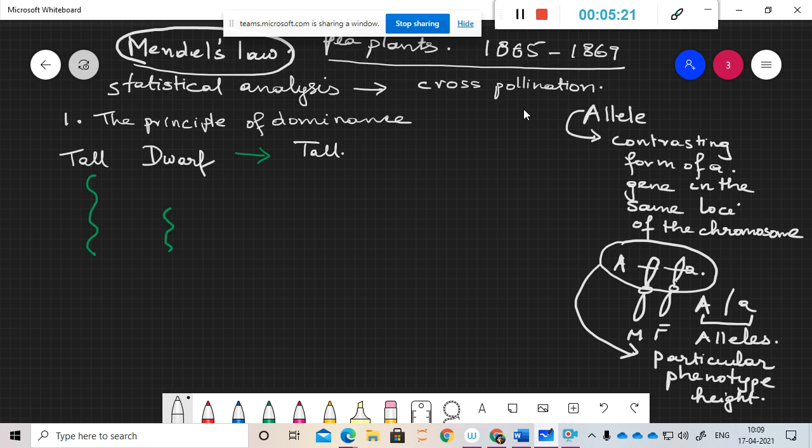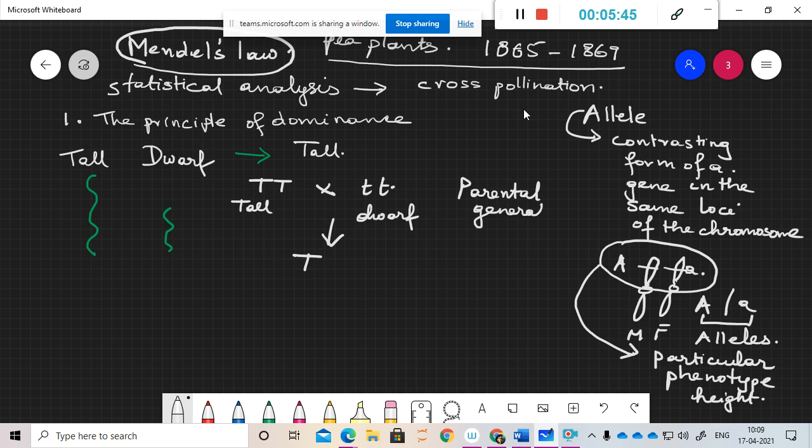So what Mendel did was, when he crossed TT into tt, these were the tall plants and these were the dwarf plants. This was the parental generation. He got heterozygous tall plants, the first filial or the F1 generation. He got tall plants.